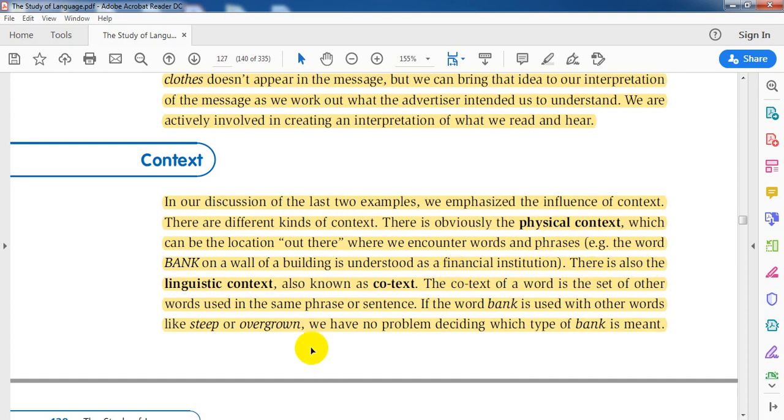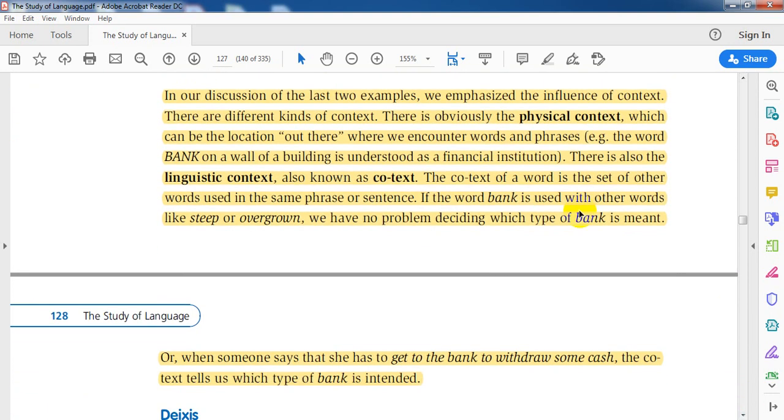Before that, let's see the second type of context, which is the linguistic context, also known as co-text. Now, the context of a word, it means the linguistic context of a word, is the set of other words used in the same phrase or sentence. If the word bank, again, is used with other words like steep or overgrown, we have no problem deciding which type of bank is meant. Or when someone says that she has to get to the bank to withdraw some cash, the linguistic context tells us which type of bank is meant.